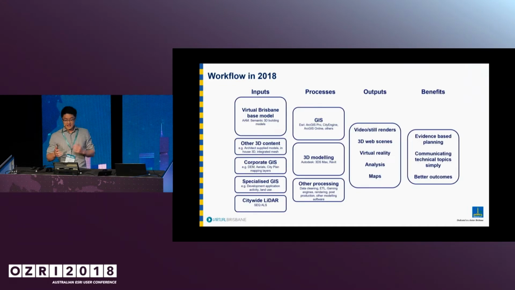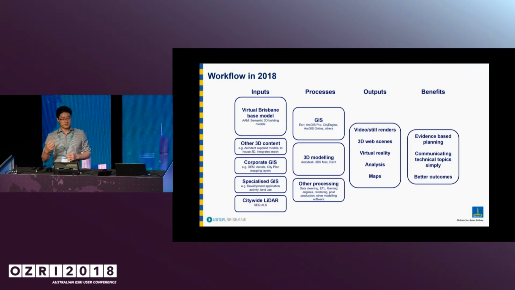Now, our workflow in 2018, what does it look like? Well, first of all, there isn't a piece of software that you double-click and just say, yeah, Virtual Brisbane, go. It's a very complex workflow that involves a lot of data inputs and processes. Of course, we have to start with a base model. Currently, the base model is provided by AAM as a semantic or city information or LOD style model.